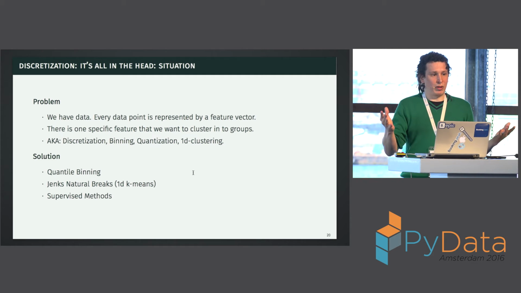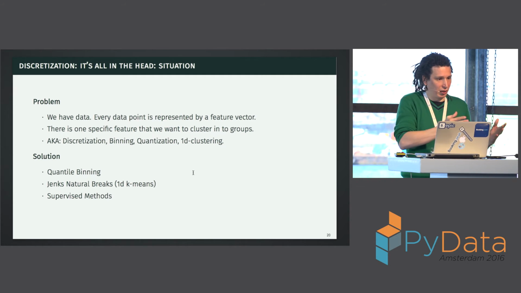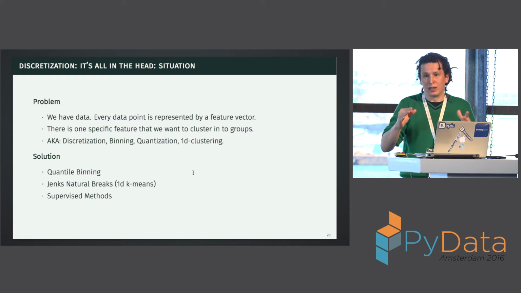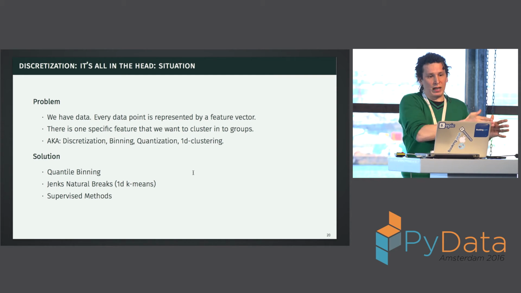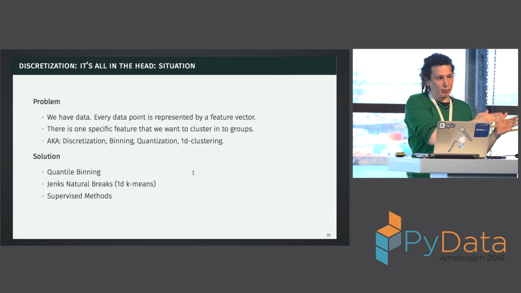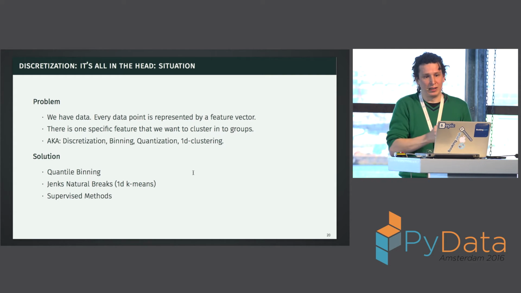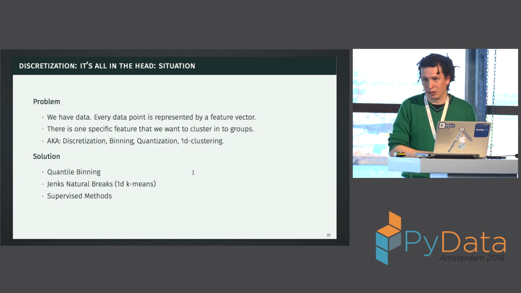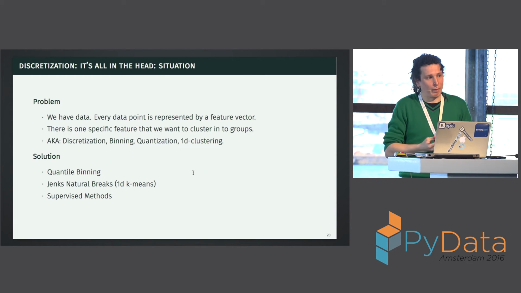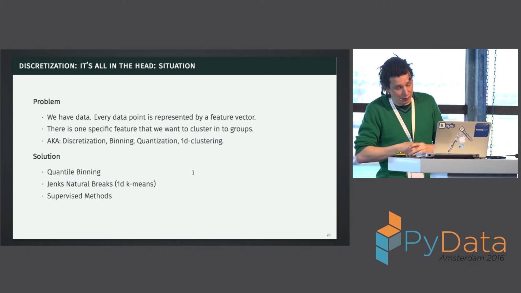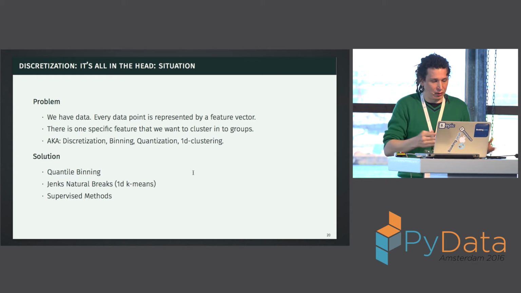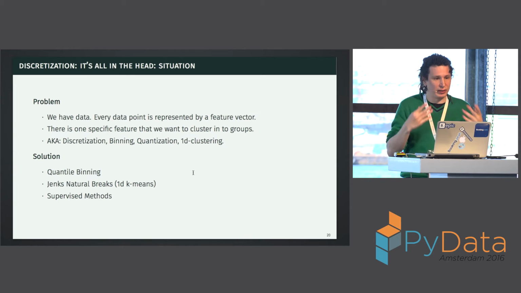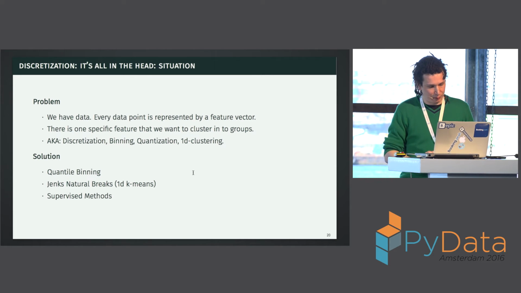So maybe you want to group these ages, because you believe that if someone is 0, 1, or 2 years old, it's not the same. They're growing, they're going from being a baby to a child, whereas if they are 73, 74, 75, it's sort of the same. So you want to find these groups of scalars, and this is also known as discretization, binning, quantization, 1D clustering, you name it, right?